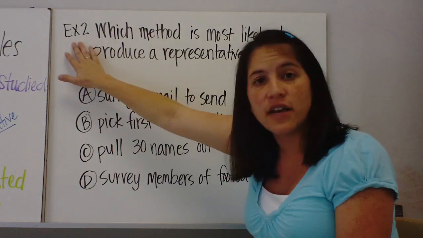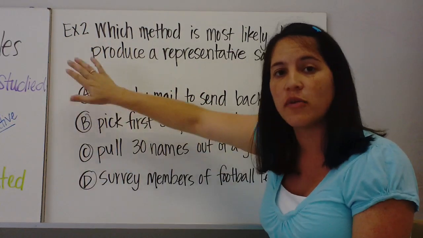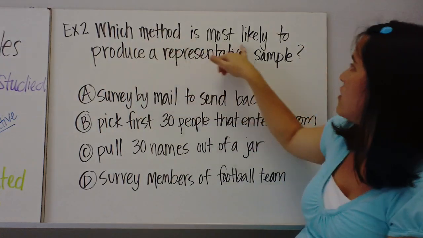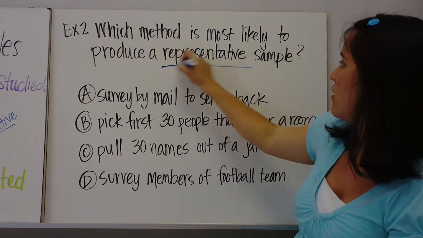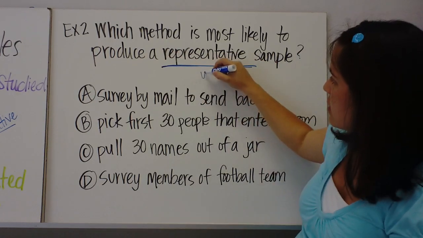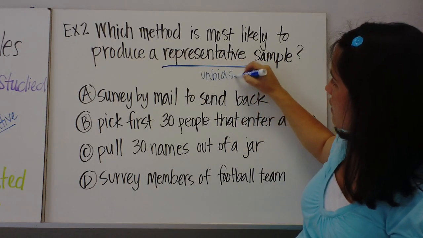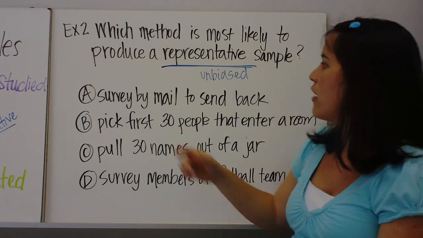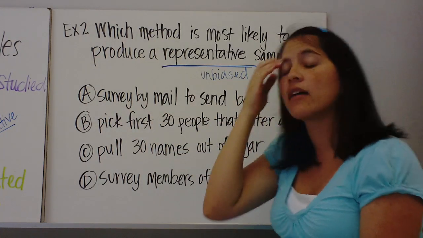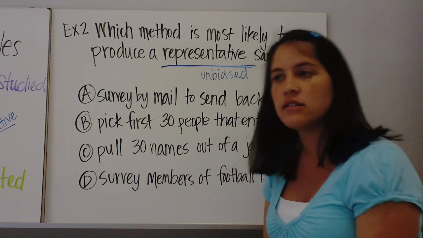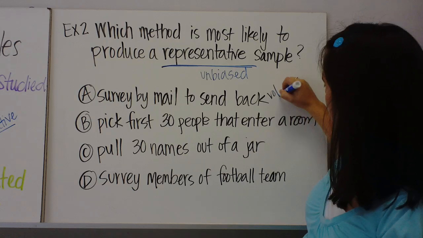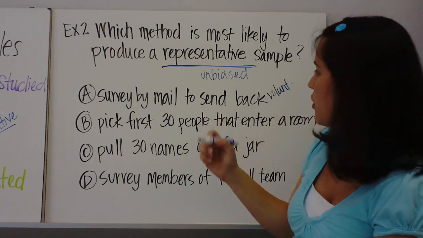All right, example 2. Write down the question. You do not have to write the answers down, but write down the question. Which method is most likely to produce a representative sample? Again, we see that word, representative, which means unbiased. All right, so a survey by mail to send back. If you got something in the mail and it said fill out the survey and send it back, that would be voluntary.